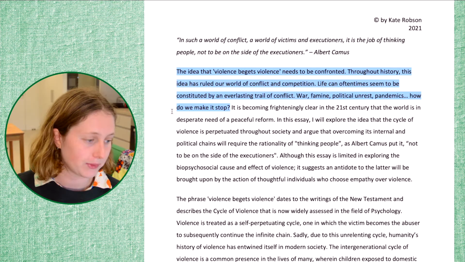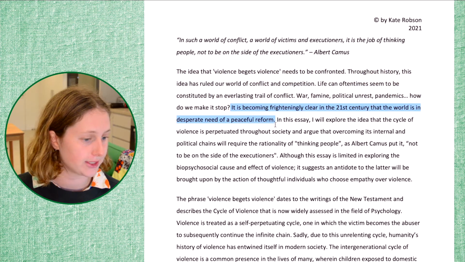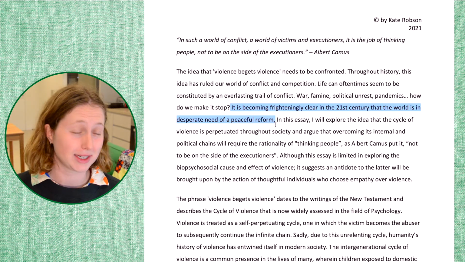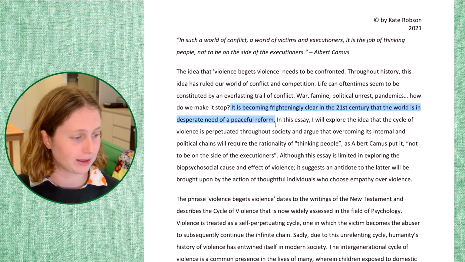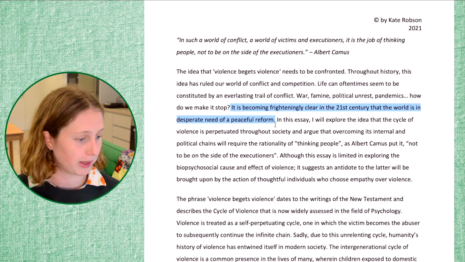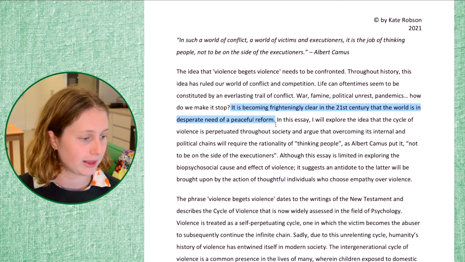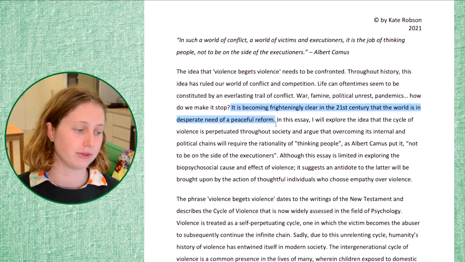All right, so we move on. It's becoming frighteningly clear in the 21st century that the world is in desperate need of a peaceful reform. There you go. I've answered that question. I probably could have gone into more detail with what exactly the peaceful reform is, but I think I'm going through that in the next sentence, which is going to be my thesis. So I would say that sentence is still kind of part of the context.